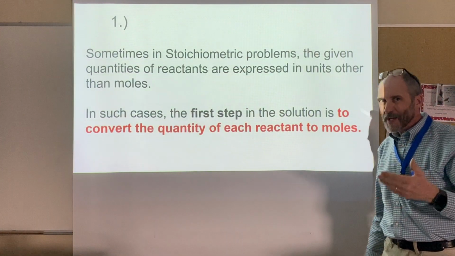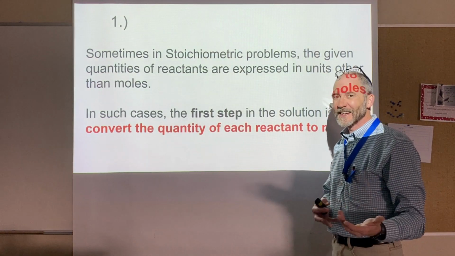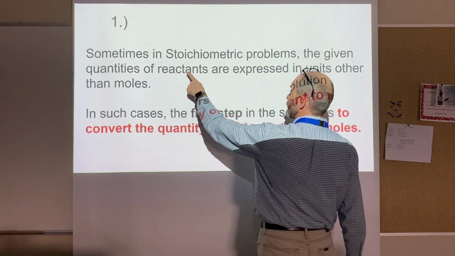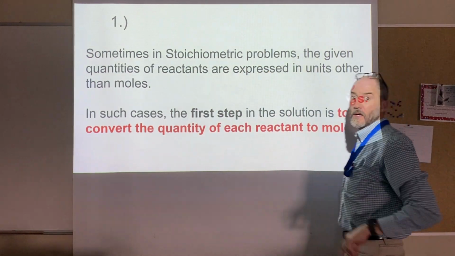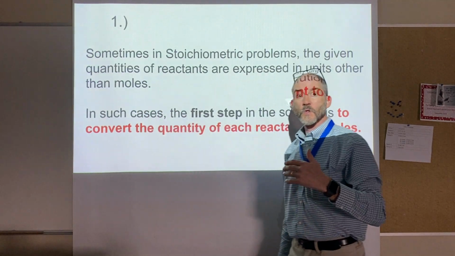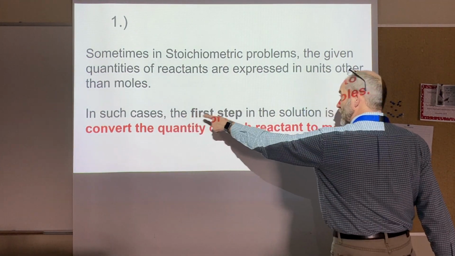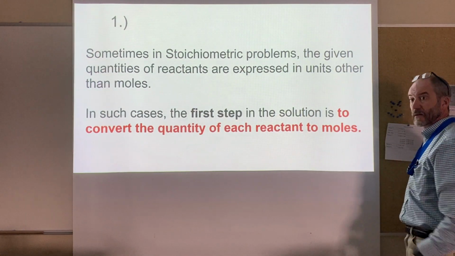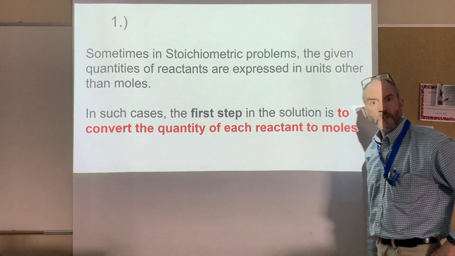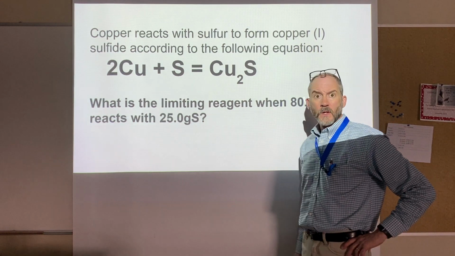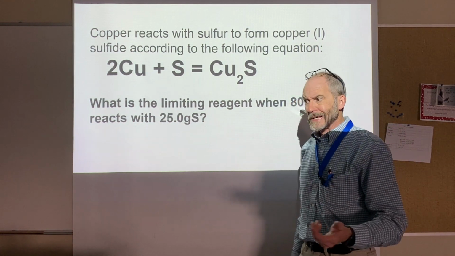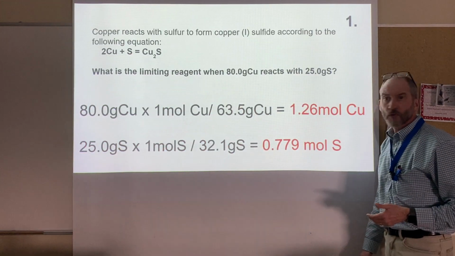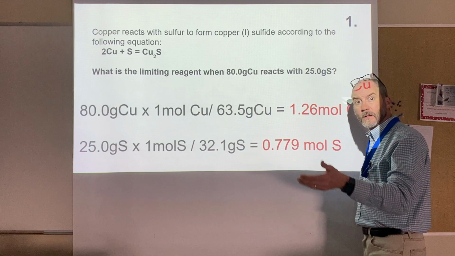Well, what did we say a while ago? So slow down, read it again. Sometimes in stoichiometric problems, the given quantities of reactants are expressed in units other than moles. So what do we do? In such cases, the first step is to convert the quantity of each reactant to moles. Well, that's not a problem. You gave me grams, so I can easily use molar mass, and I can easily make a conversion factor, so I can easily convert from mass to moles.